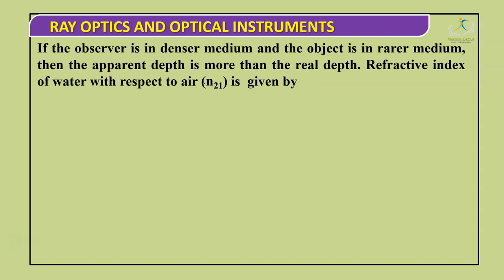So if the observer is in the denser medium and the object is in the rarer medium, then the apparent depth is more than the real depth. The refractive index of water with respect to air, n21, is given by. So what will happen actually, students, in this case, like we have taken a particular fish.